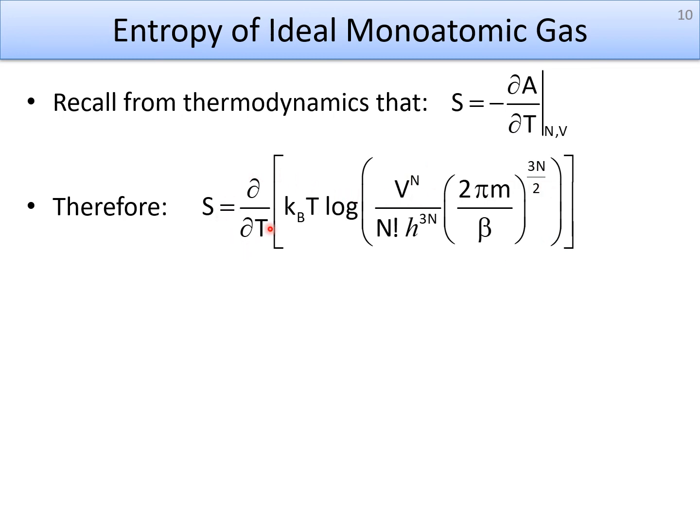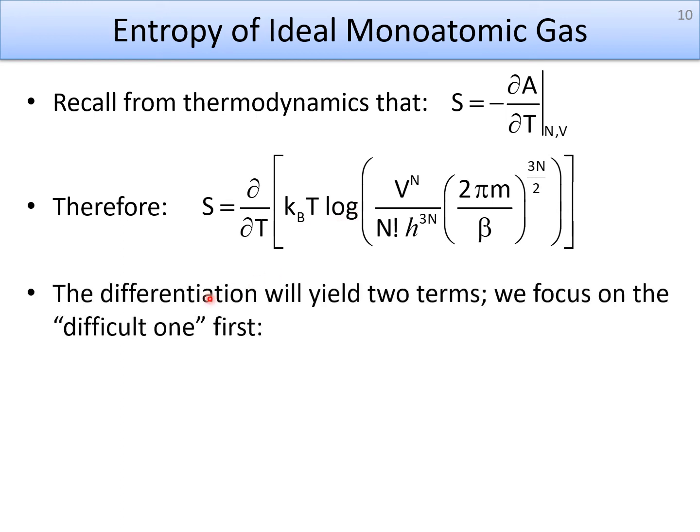Now, if I do this differentiation, you notice that this is a function of temperature. This is also a function of temperature. Why? Because beta is 1 over kBT. So this differentiation will give me two terms. The first one is going to be the derivative of this times this. The second term is going to be this times the derivative of that. The first term is trivial. It's simply kB times the logarithm of that. So let's focus on the second term, which is the difficult one.